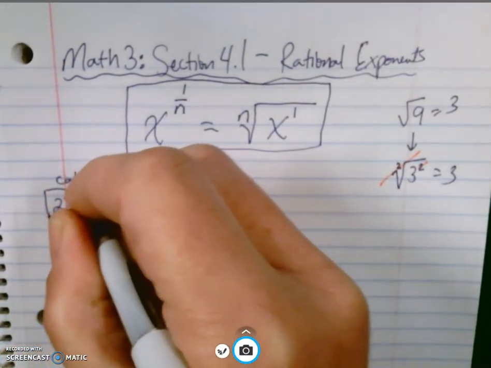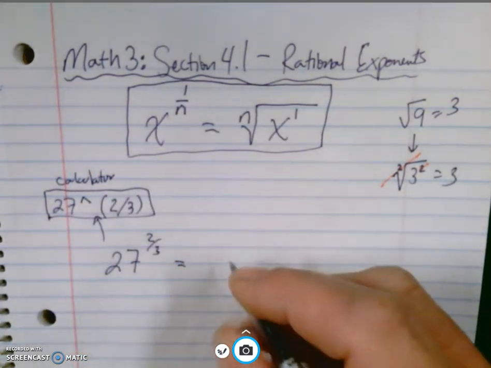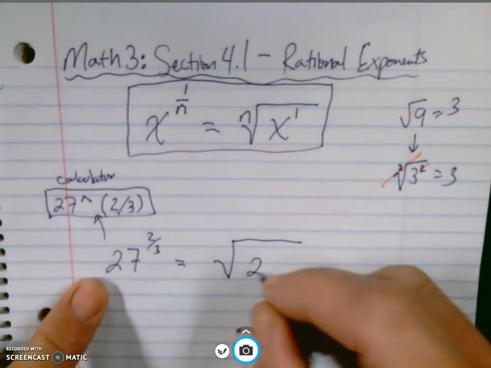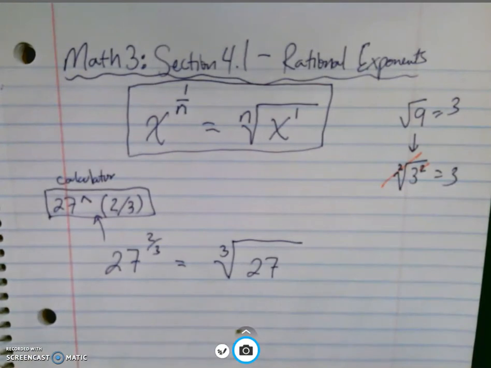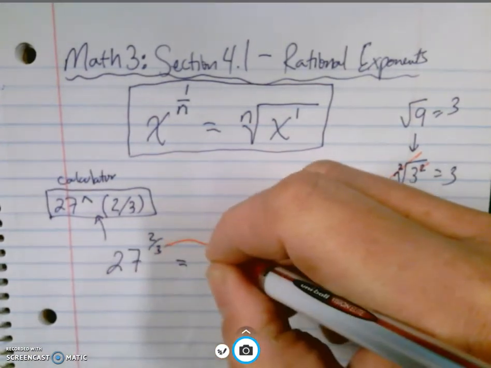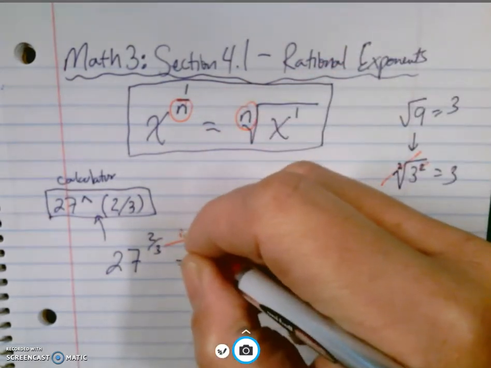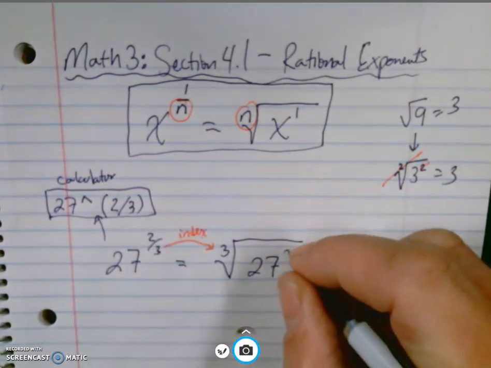That's if you're doing it on the calculator. But you're not going to check that yet. The whole point of this video is to help you out, so you're not relying on the calculator. So first things first, you know you have a radical. That's the rule. 27 goes inside. 3 is what we call the index. Always, the denominator becomes the index. The numerator, that 2, is the exponent.